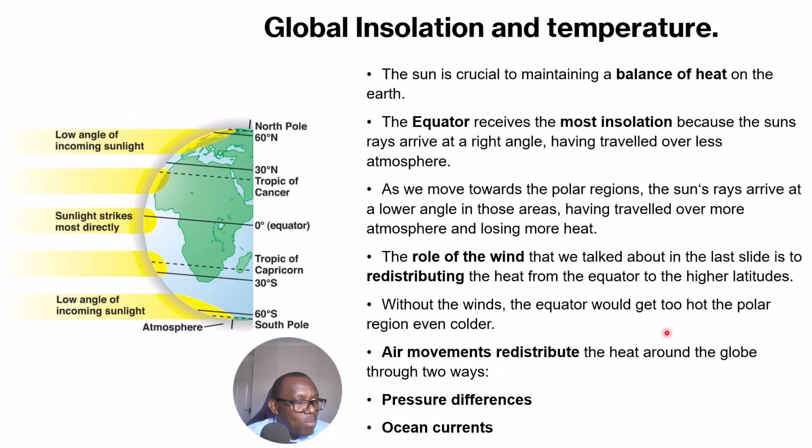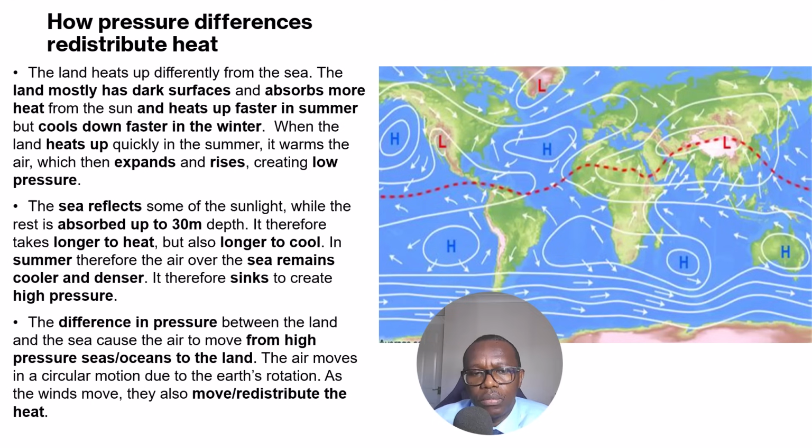Now, that air movement redistributes the heat around the globe in two main ways. You've got pressure differences, through those pressure differences we just talked about, and then ocean currents also redistribute heat from the equator towards the higher latitudes. So how do pressure differences redistribute heat around the Earth?